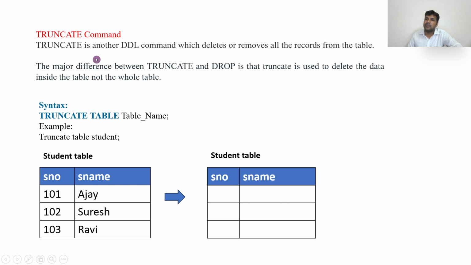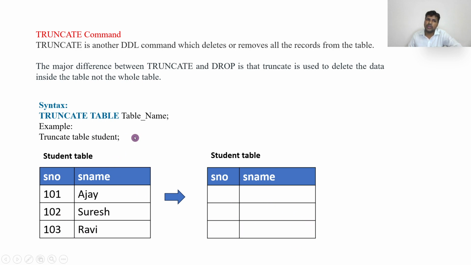What do you mean by truncate? Truncate is also just like drop table, but the only difference is that drop will delete the whole table, while truncate will only delete the data inside the table, only the records. Truncate is another DDL command which removes all the records from a table. If I say truncate table student, then 101 Ajay, 102 Suresh, 103 Ravi will go. Only an empty table will be left. It does not disturb the structure, but only the records will be cleaned.